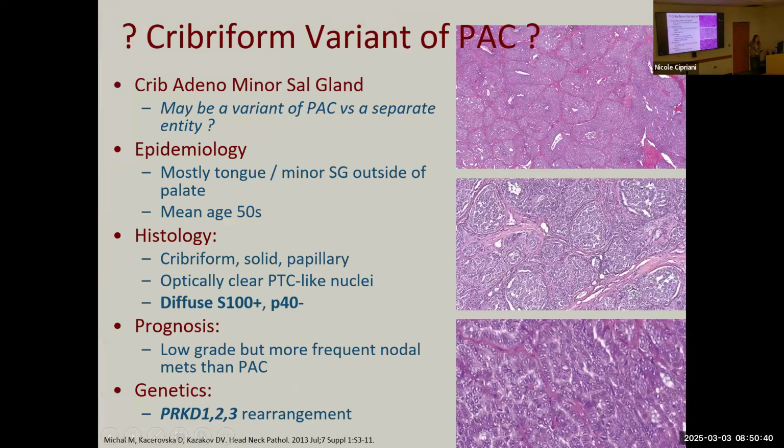There is this cribriform variant of polymorphous adenocarcinoma in the WHO, kind of buried under polymorphous, that is thought to occur more commonly outside of the palate, like in the minor salivary glands of the buccal space and the base of tongue. But essentially, it's morphologically similar, it's immunophenotypically identical, and it has PRKD1 gene rearrangements. It is thought, and this is kind of coming to fruition, we'll see if this is true or not, that it may have more frequent lymph node metastases than the original polymorphous variants. But that's sort of to be determined, but know that this is out there.